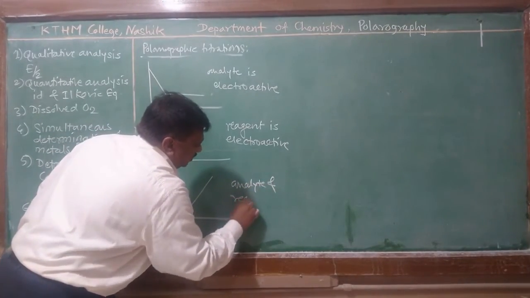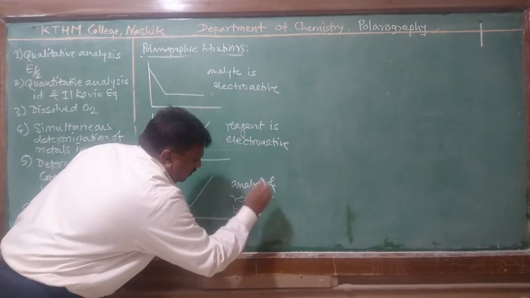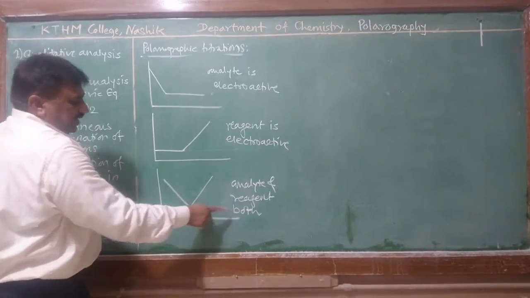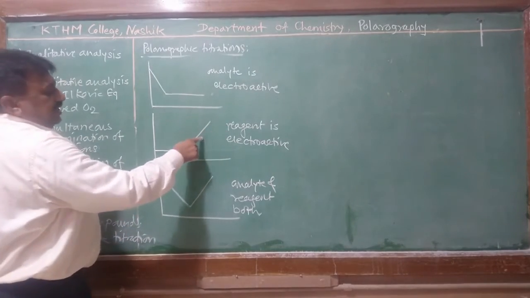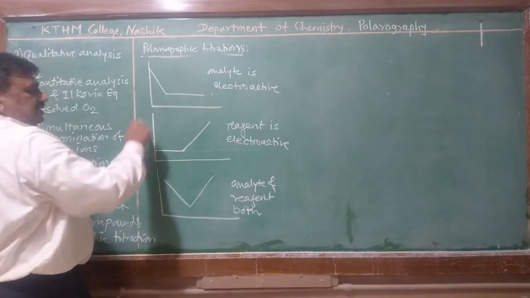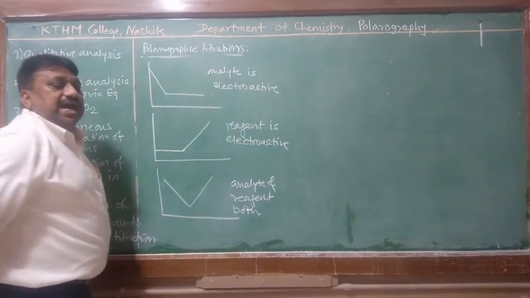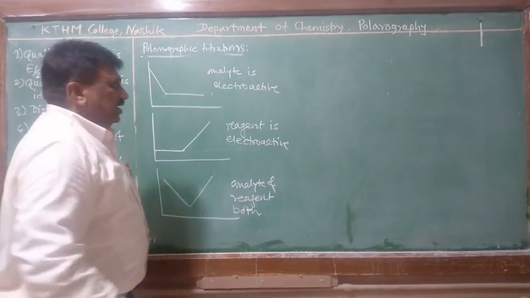This is a titration curve where the analyte and reagent both are electroactive. That is the potential at which analyte and reagent both are electroactive. Then we have a V-shaped titration curve. Here only the reagent is electroactive. Then we have a titration curve like this, L-shape. Here an inverse L-shape is obtained when the analyte is electroactive, and the reagent and product are not.